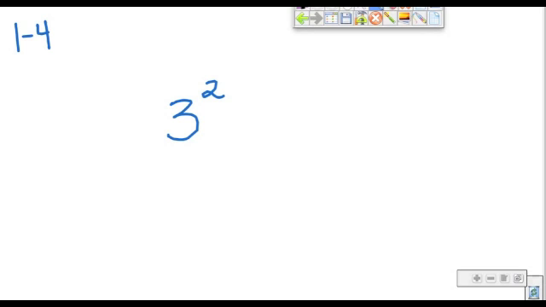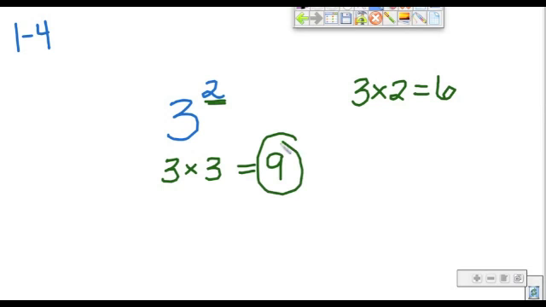Now, kids always get this mixed up because they think that this means 3 times 2. No, because 3 times 2 equals 6. And you'll see why this doesn't work out. This power is telling you how many times to multiply this one number. So I need to multiply 2 3's together, just like that. 3 times 3 equals 9. So you can see we get 2 totally different answers here. That's why it's very important that you make sure you're not multiplying these 2 together. You're raising it to that power.